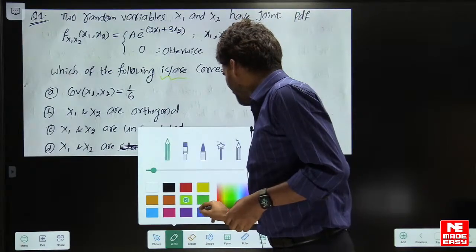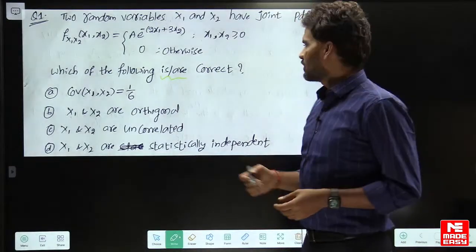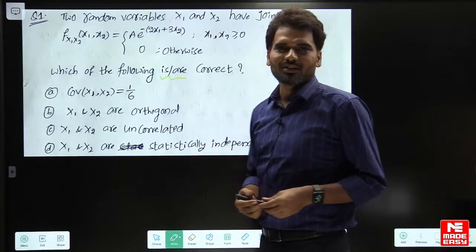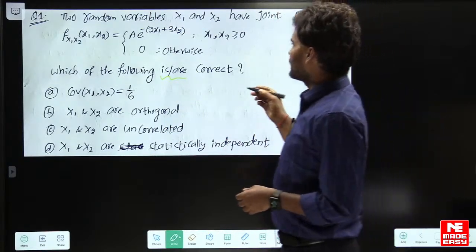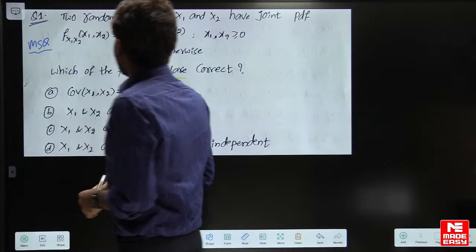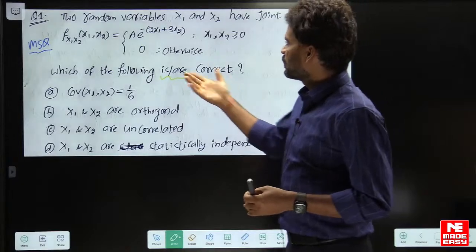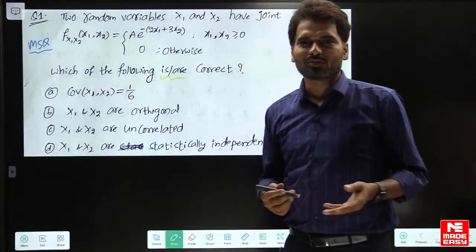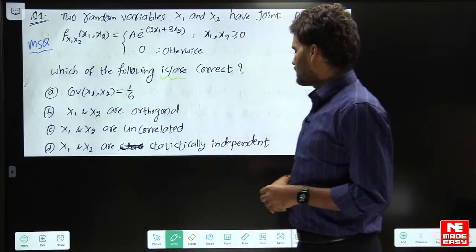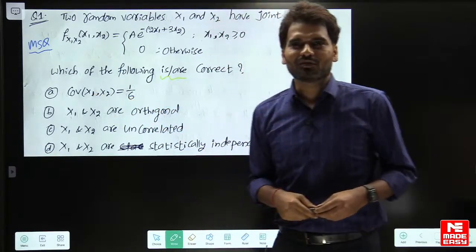By looking at the question, you can easily understand this is an MSQ type question. Whenever you see "is or are", one or more options can be correct. So this is a multiple select type question. The options are all about the relation between these two random variables: whether they are orthogonal or not, uncorrelated or not, independent or not. And of course the first option is about finding the covariance of x1 and x2.